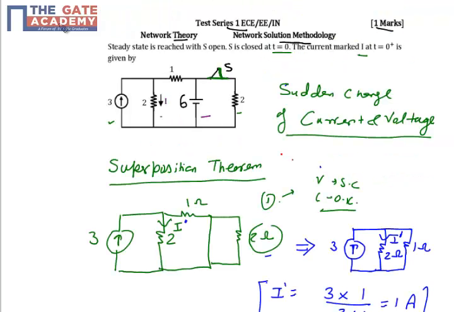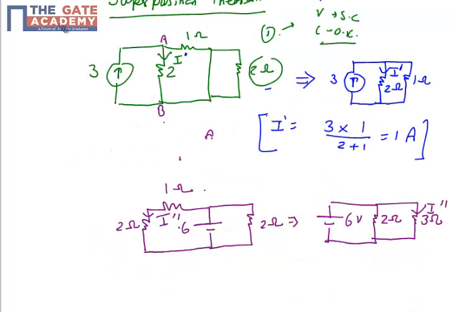Here is one important point to be noticed, which is the direction of the current I. Let's name the nodes A and B. The direction of the current I is from A to B, top to bottom. My first component I dash is also directed from A to B, and similarly my I double dash is also moving from A to B. So all three components have the same direction.